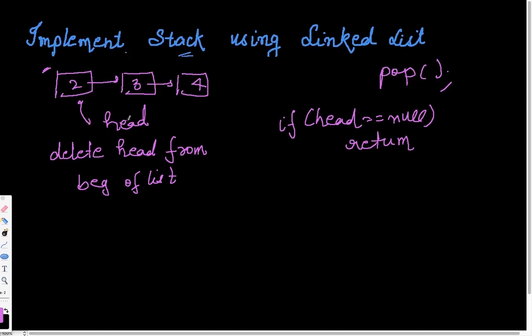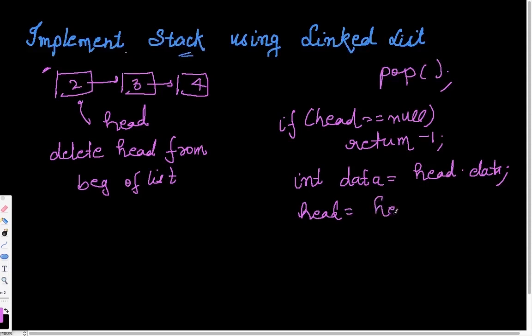Else what we will do is keep an int data. Let's say in this case I return -1. Data is equivalent to head.data, and head is equivalent to head.next. So our head is updated to this particular node. After this operation, our head starts pointing to 3. And now we have to return this data, because in pop we don't only remove the element, we also return the value of that element. So we simply return data.